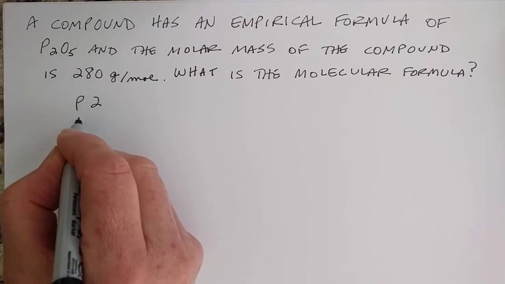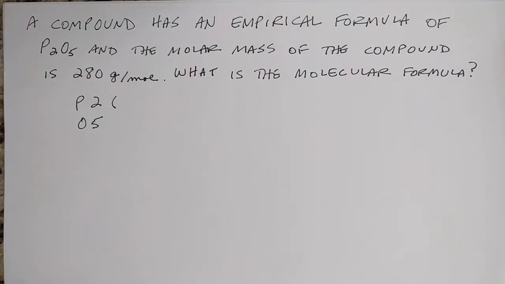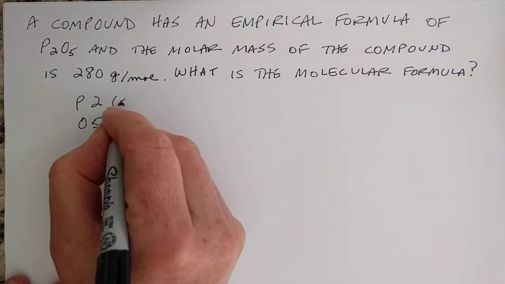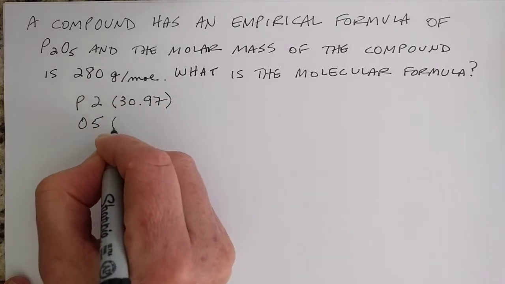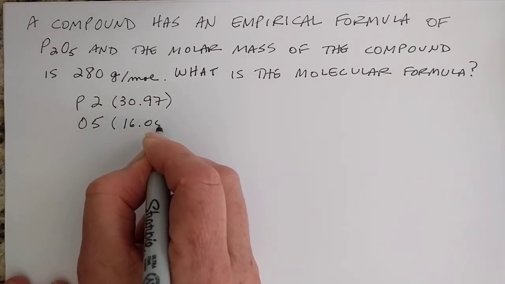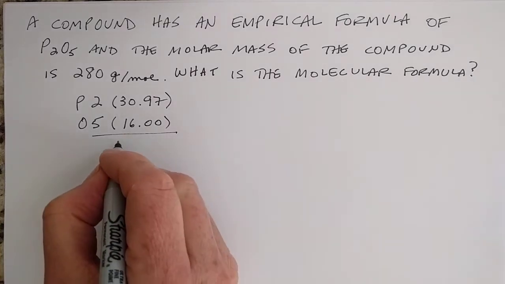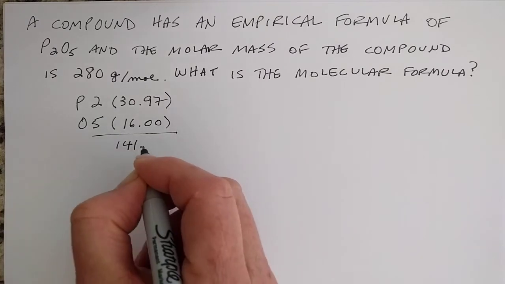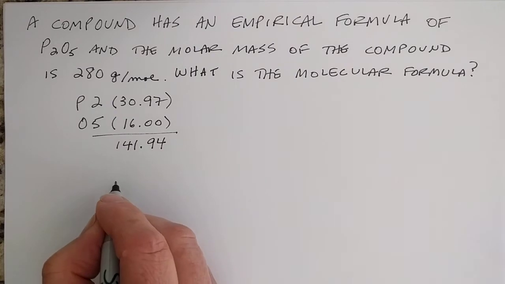So we have 2 phosphorus, 5 oxygens. Look on our periodic table. So phosphorus 30.97 and oxygen 16.00. Let's add them up. 2 times 30.97 plus 5 times 16 equals, and we get 141.94. Great. Now we can calculate our N value.